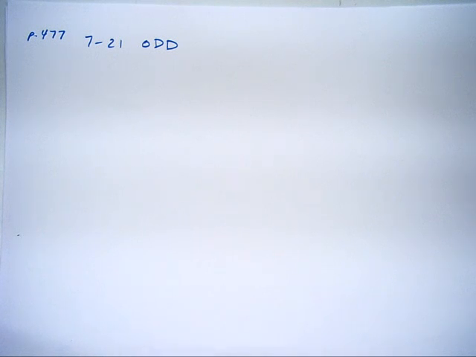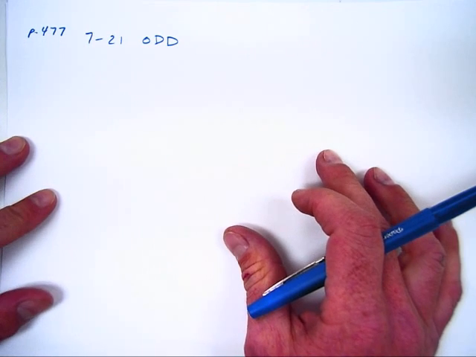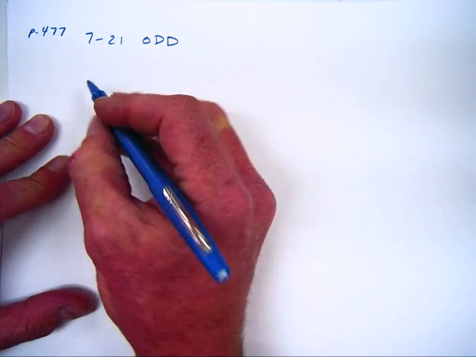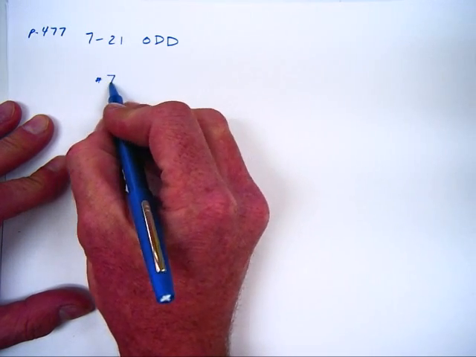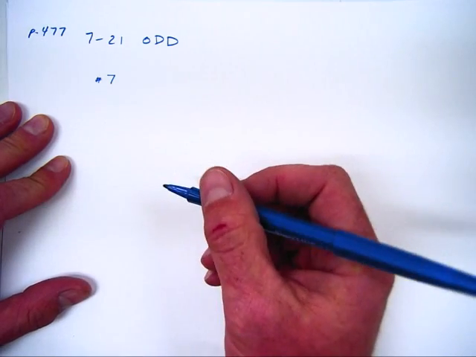Pre-test, basically it's just the homework for tonight, the night before the test. They're all odd problems. The answers are all in the book, but I'm going to go over a lot of them with you. Let's look at number 7 on page 477. They're asking you to give an example of a quadratic function whose vertex is at the origin.